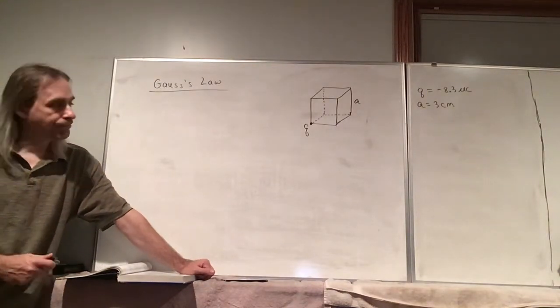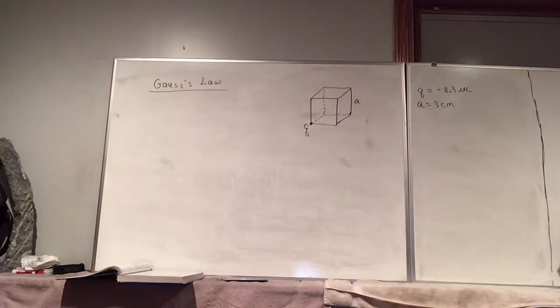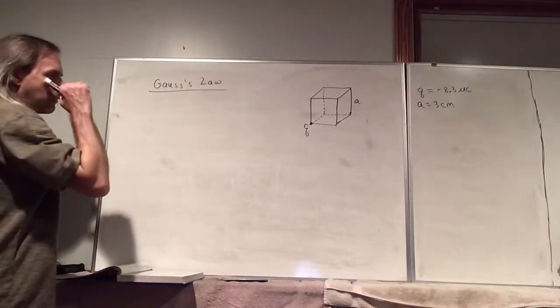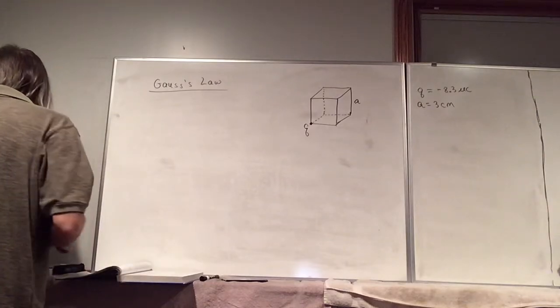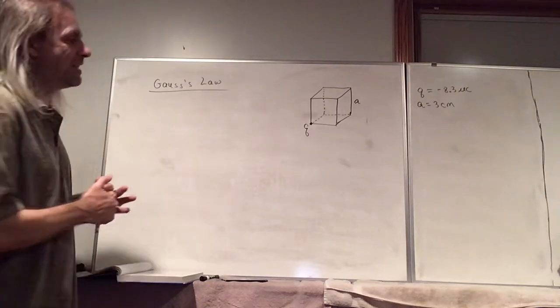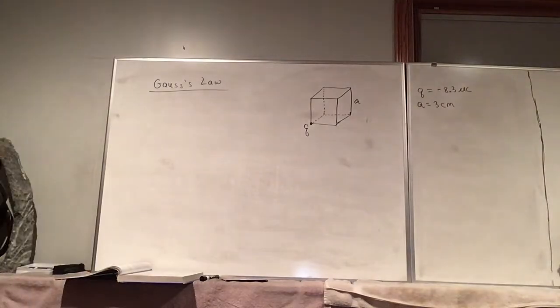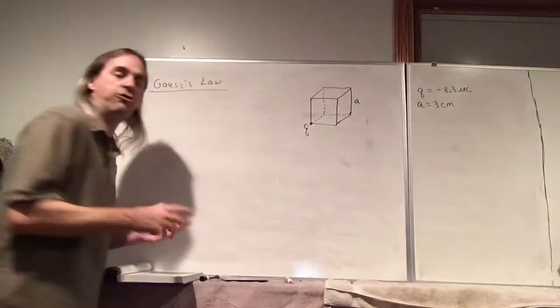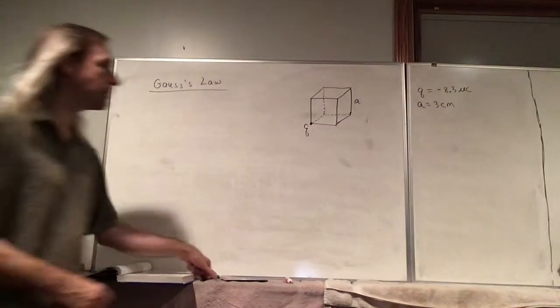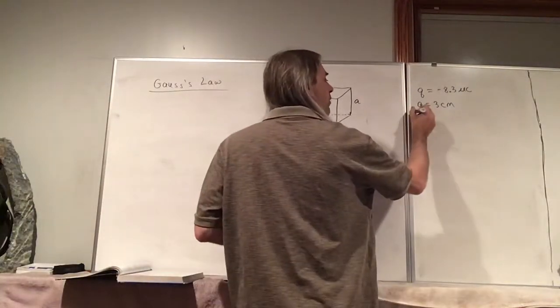Let me try and draw some electric field lines. So again, this is a cube. We're not going to have this nice symmetry that we have for a point charge, if we draw a spherical surface. Let me write down the definition of flux.